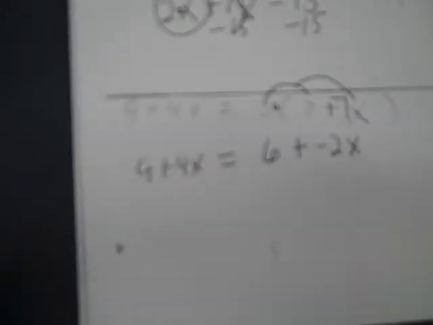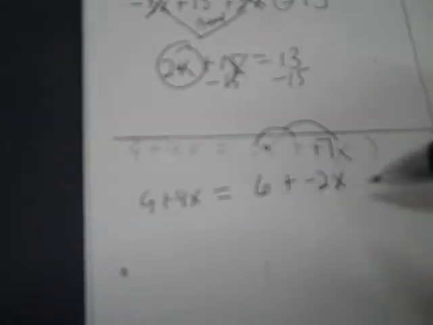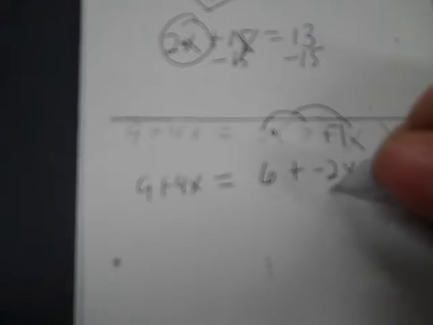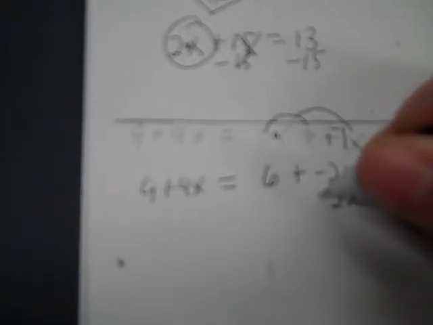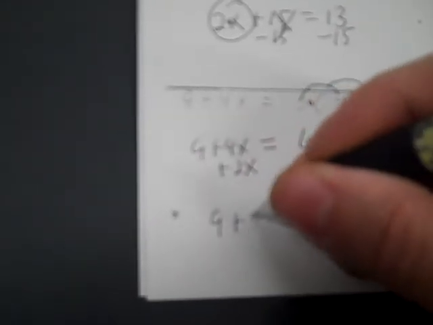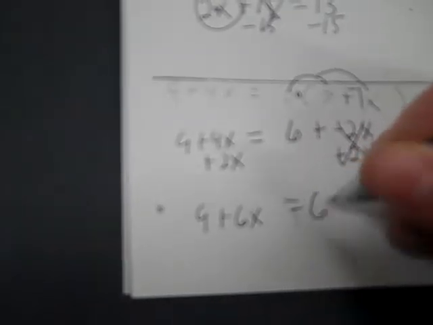Okay, can I add anything on that side? No, these are non-like terms, and those are non-like terms. Okay, so how many x's? I still have 2, so I need to balance the equation. So I've got negative 2 is my smaller of the two, so add. And I add that. Okay, so I have 9 plus 6x equals 6.